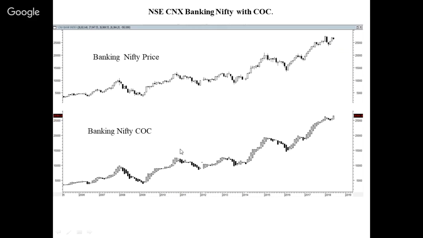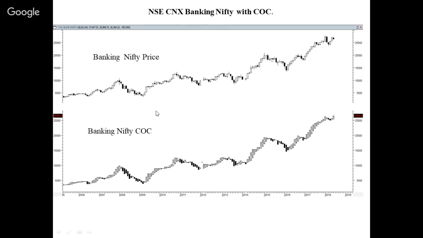Now, what we see in the lower part of the chart is the Bank Nifty COC. I call it change of color or change of course. You can see just white candles, usually white candles mostly on an uptrend, black on the downtrend. It looks very similar to the price chart which is shown above, but it is not so. It will be more clear once we see the next slide.